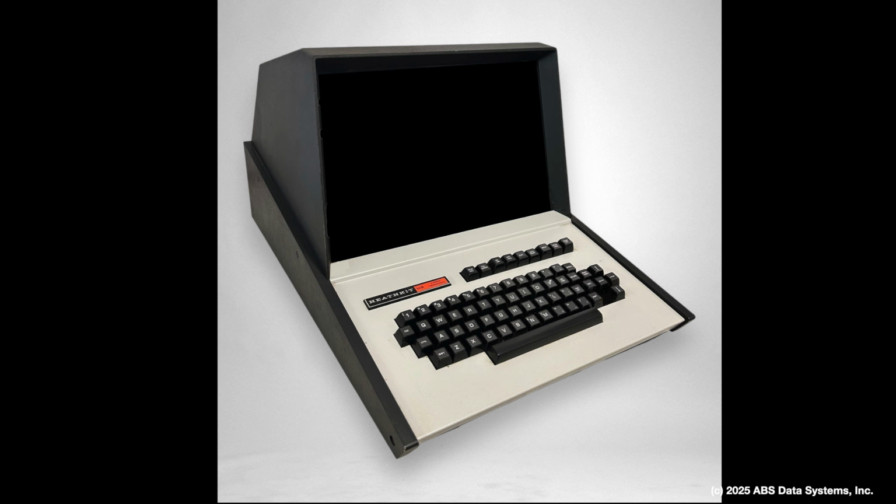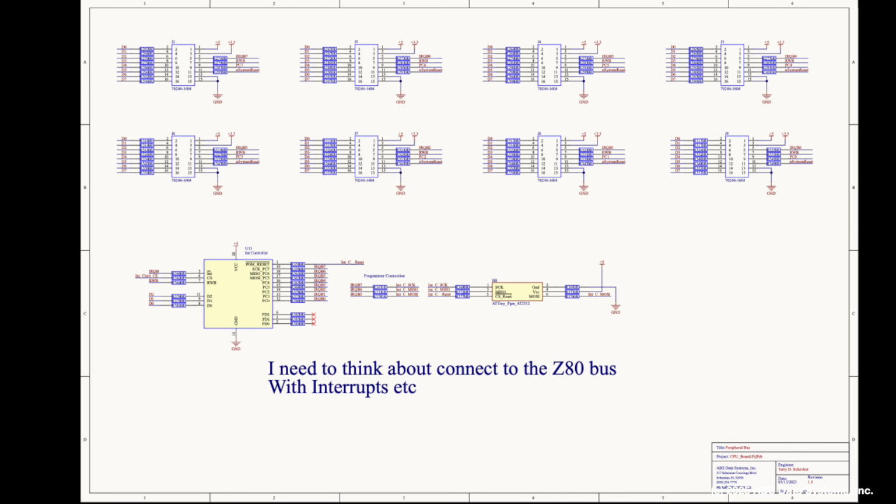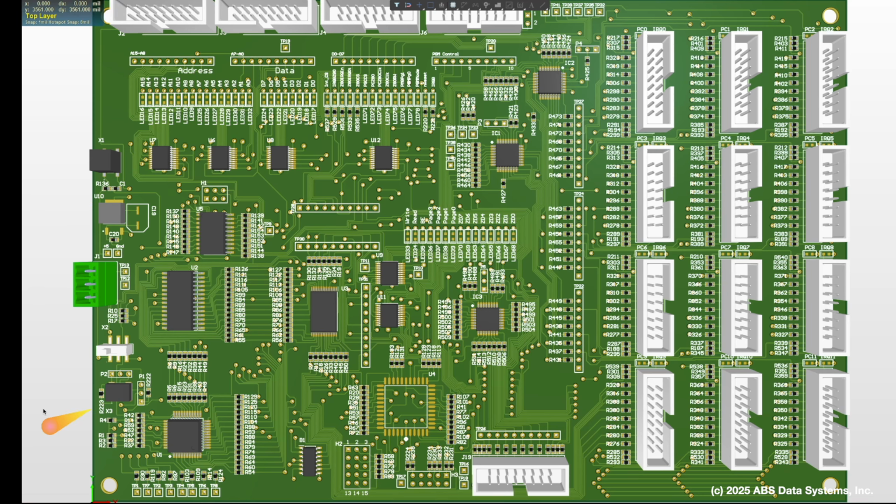When the floppy drive came along, everything changed. To me, that was the game changer for the computer industry. The floppy drive was way faster and more reliable than a cassette tape.